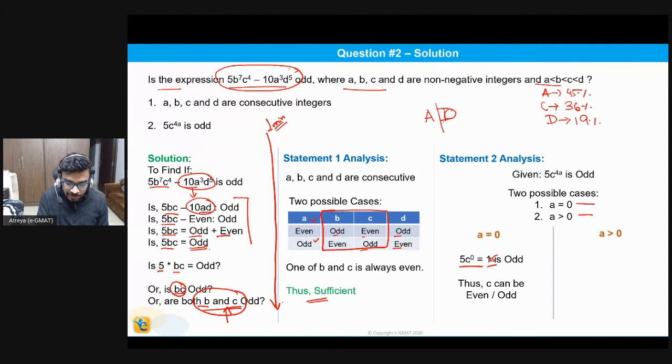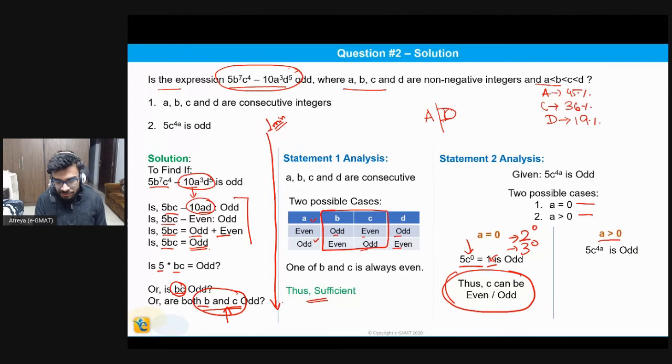Now, why would we say that c can be odd or even? c to the power 0 gives us the value of 1. It would be the same for 2 to the power 0 or 3 to the power 0. We do not know if c is 2 or 3 or any other even or odd number. We just get that c to the power 0 is equal to 1. So it cannot determine the nature of c, whether it's odd or even, from the first part. Let's now look at the second part.